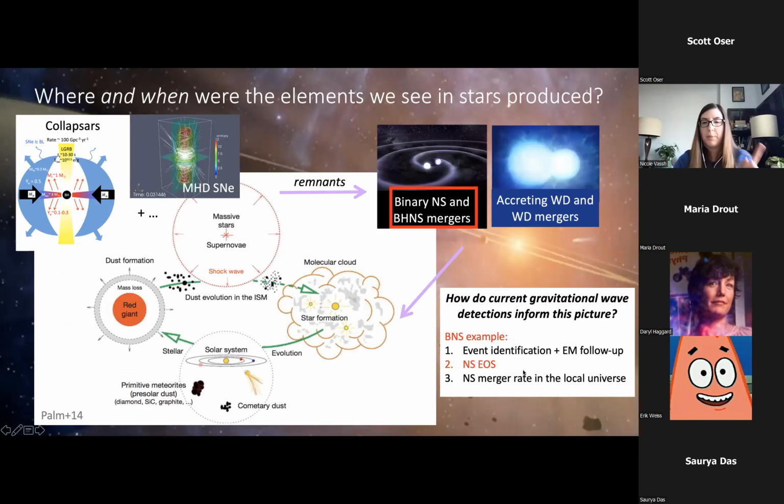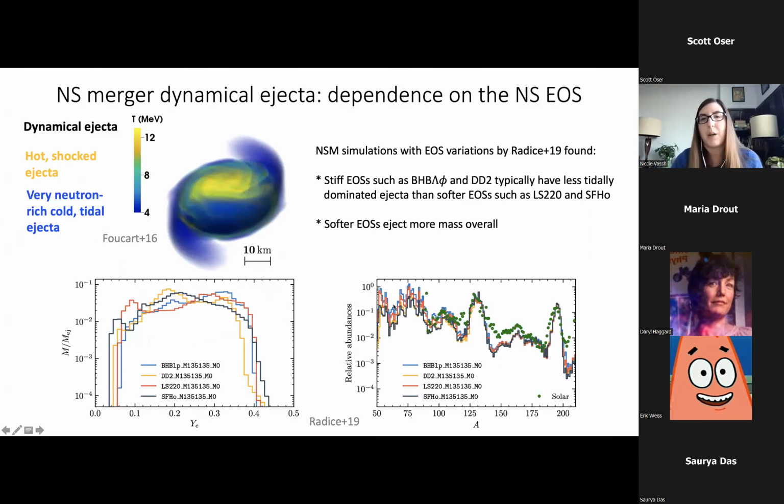Next, I'll talk a little bit about the neutron star EOS. You may be familiar with the fact that you can use information from the waveform and tidal deformation, et cetera, from the actual gravitational wave in order to learn about the neutron star EOS. That's not the piece I will talk about. I just wanted to highlight that that information about the neutron star EOS does feed into the nucleosynthesis, because what you expect for mass ejection in general depends on the EOS.